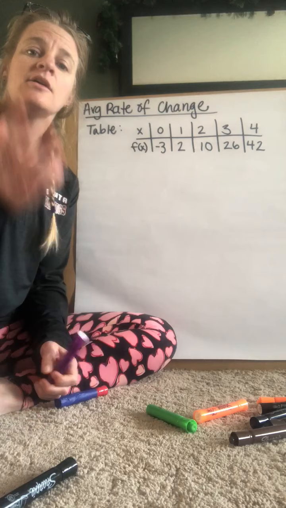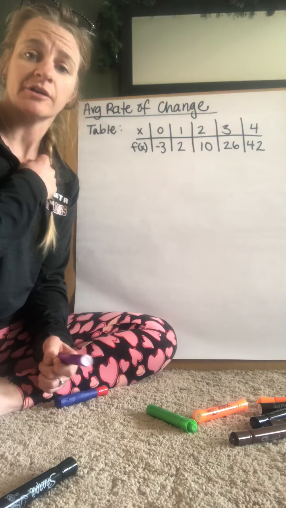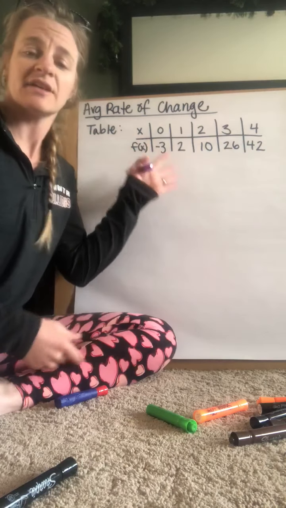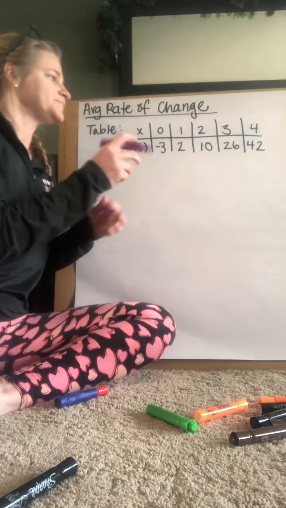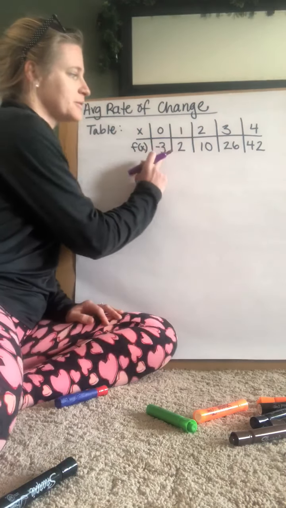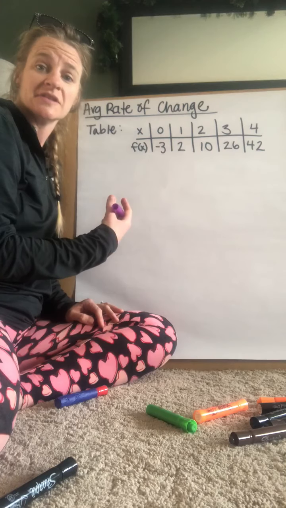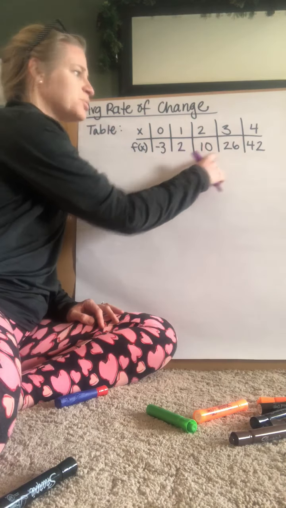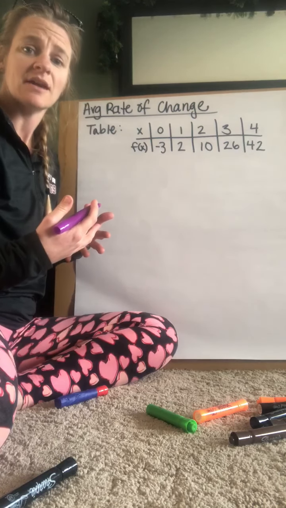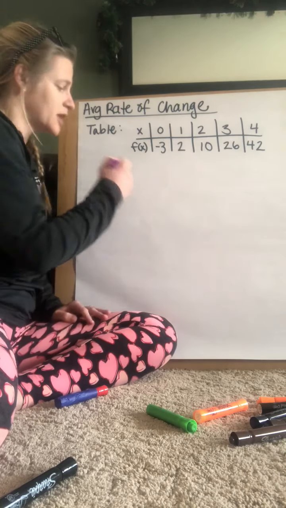Okay, so we're looking at average rate of change from a table and an equation today. You saw earlier a graph, and I still created a table out of it, so it's essentially the same exact thing. Here I see that I'm not dealing with a linear function because my rate of change isn't constant. I've got a +5 here, and then a +8, and then a +16, so it's inconsistent. I need to find its average rate of change.